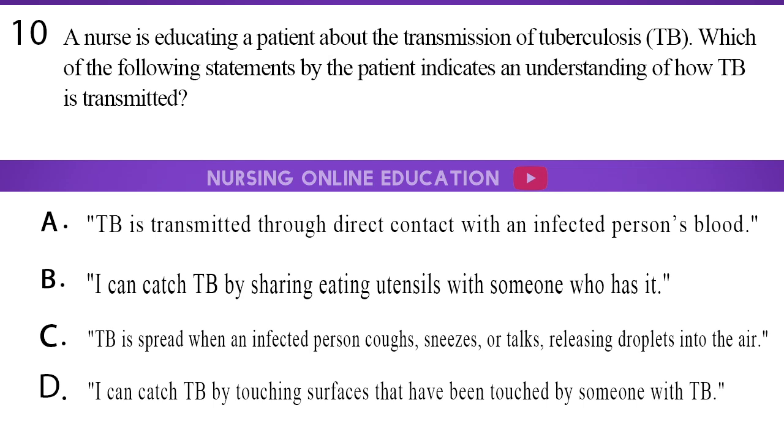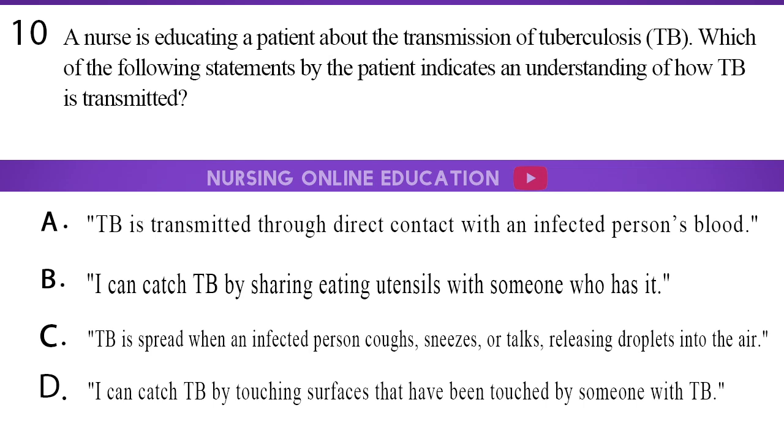table. 10. A nurse is educating a patient about the transmission of tuberculosis, TB. Which of the following statements by the patient indicates an understanding of how TB is transmitted? A. TB is transmitted through direct contact with an infected person's blood. B. I can catch TB by sharing eating utensils with someone who has it. C. TB is spread when an infected person coughs, sneezes, or talks, releasing droplets into the air.